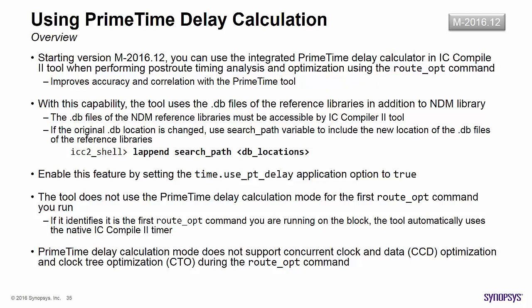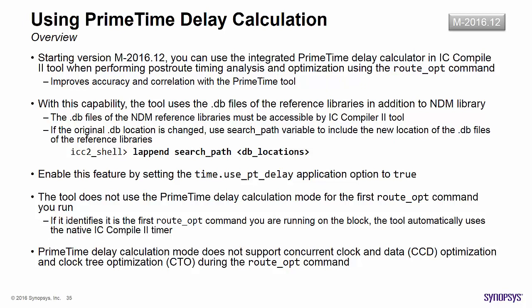With this capability, the tool uses the .db files of the reference library in addition to the MDM library. The .db files of the MDM reference library must be accessible by ICC II. If the original .db location is changed, then use the search path variable to include the new location of the .db files of the reference library. Enable this feature by setting the time use PT delay app option to true.